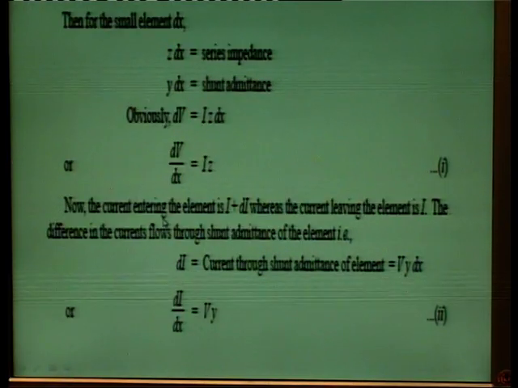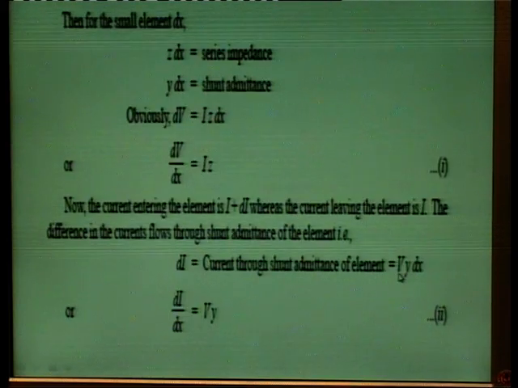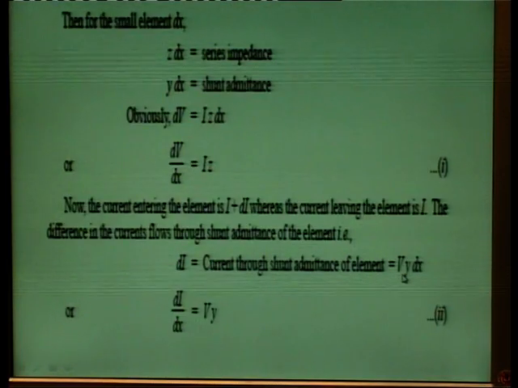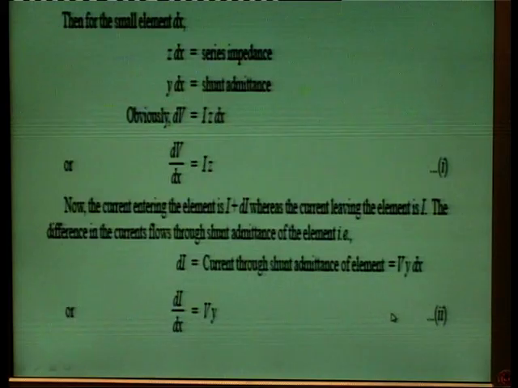Now, consider the element current I plus dI entering the element and I leaving the element. So, dI is the current flowing through the shunt admittance of the element, which is equal to V into y dx, that is voltage divided by impedance, or voltage into admittance. So, dI by dx is equal to V y. Mark it as equation number 2.